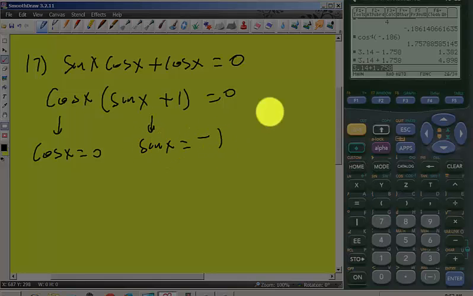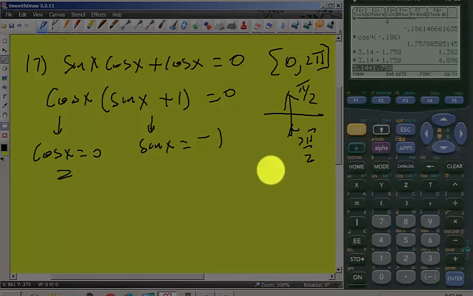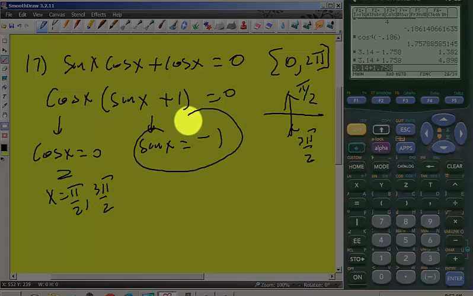This is a piece of cake. I'm going from 0 to 2 pi. Let's take care of that. Where's cosine equal to 0 between 0 and 2 pi? Here and here. It's pi over 2 and 3 pi over 2. So from this, I get pi over 2 and 3 pi over 2. Where is sine equal to negative 1? Right there, 3 pi over 2. I already have that. So that's done.